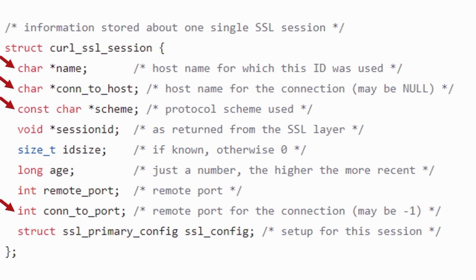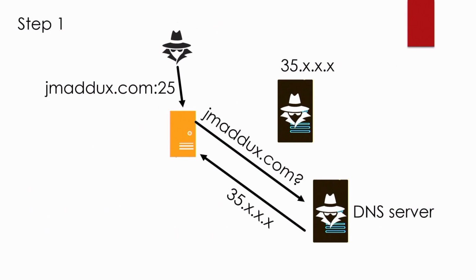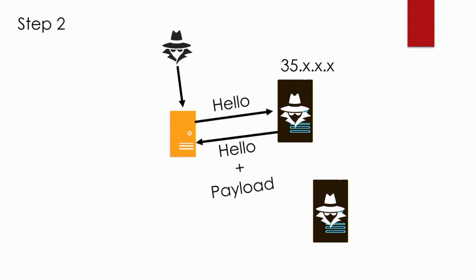Since I, as the attacker, own jmaddux.com, I can combine all of this TLS stuff with a concept called DNS rebinding. So I resolve the first request to 35.x.x.x, some server I control. Then the target server picks up the payload from 35.x.x.x in the form of a session ticket.